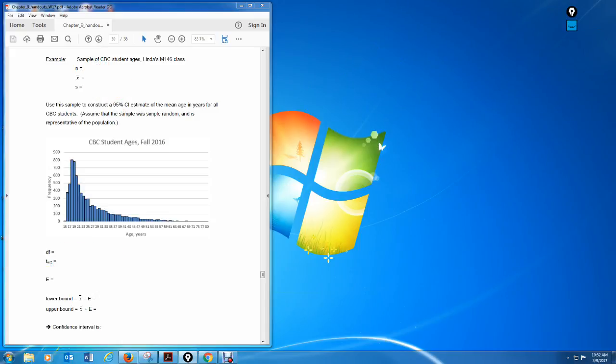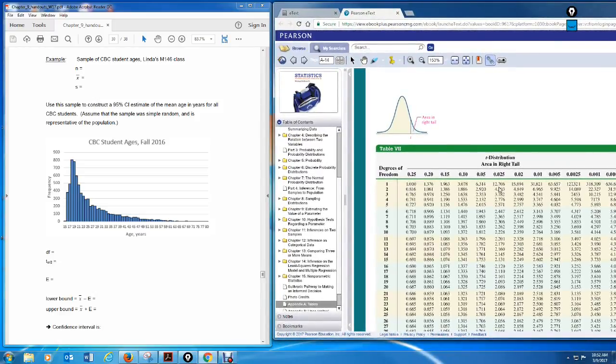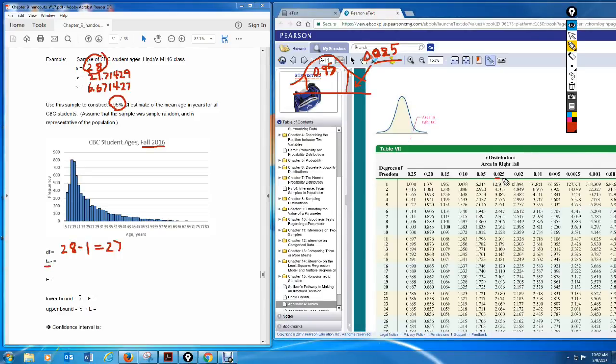All right, so if I bring the t-table back over, I'm at 0.025 area in the right tail. And then I want to come down, way down here to my degrees of freedom, which is 27. So if I come over here, it looks like the critical t value is 2.052. So my t sub alpha divided by 2 is 2.052.